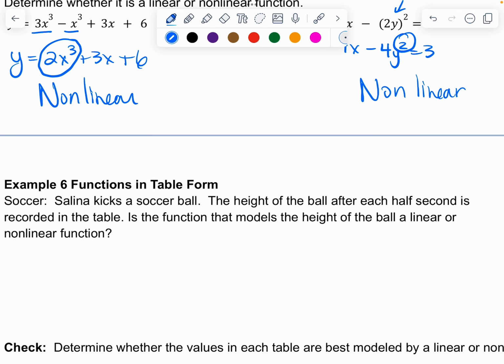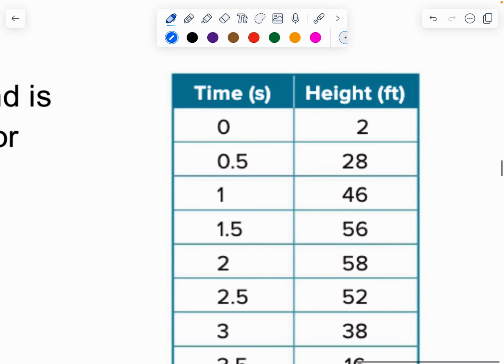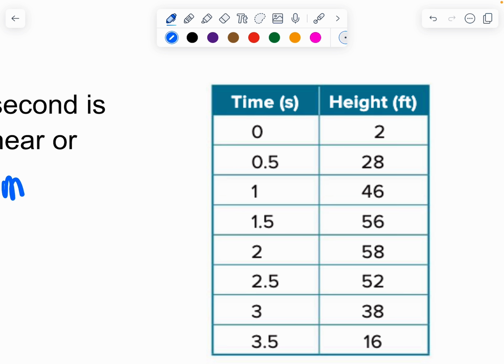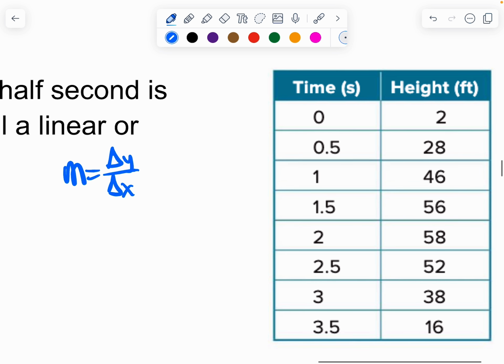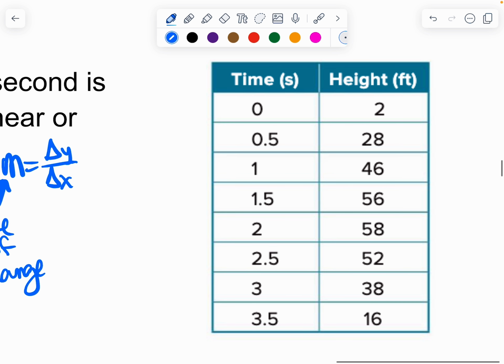Okay, next, soccer. Selena kicks a soccer ball. The height of the ball after each half second is recorded in the table. Is the function that models the height of the ball a linear or nonlinear function? So remember, slope is the change in y over the change in x. Or if you don't remember slope, maybe rate of change.